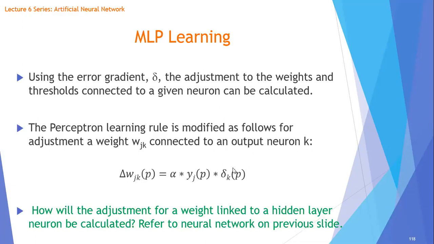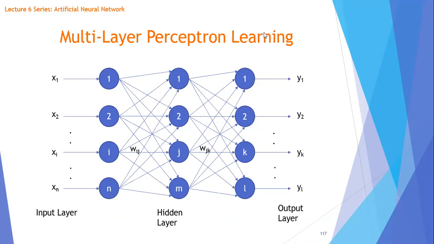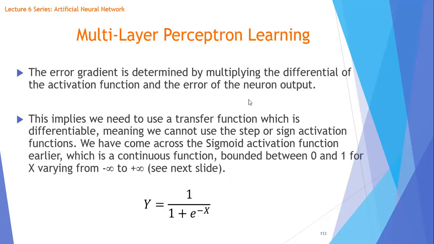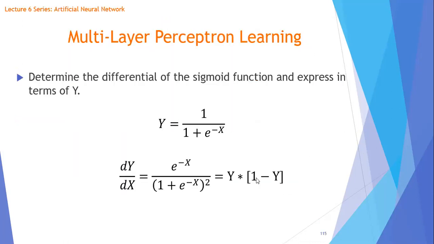And you can find here your error, which was e_k, has been replaced by delta_k now, where delta_k is the error gradient of a neuron k in the output layer. So if I go back here, we're talking of these neurons here. If you're talking of a specific neuron here, from the equation we've just derived, the error gradient is obtained by multiplying the differential activation function, which we've just obtained here, by the error. So the error will be e_k.